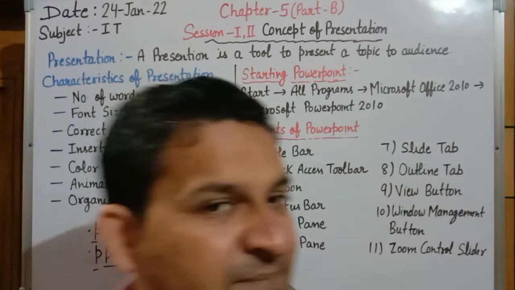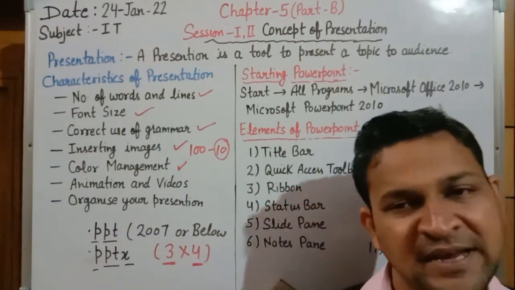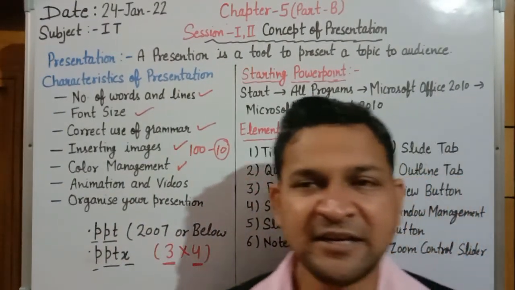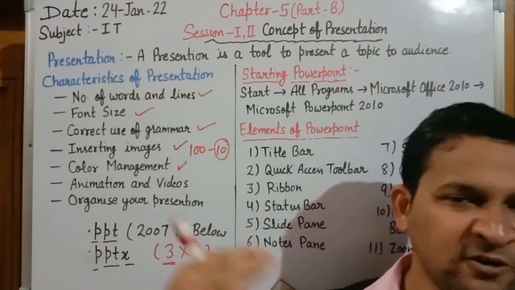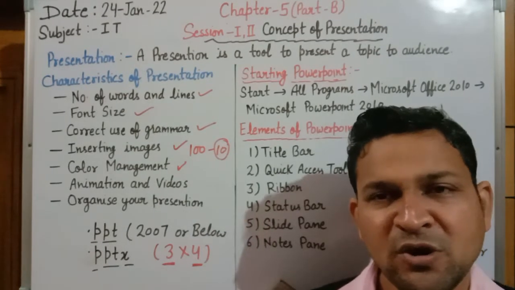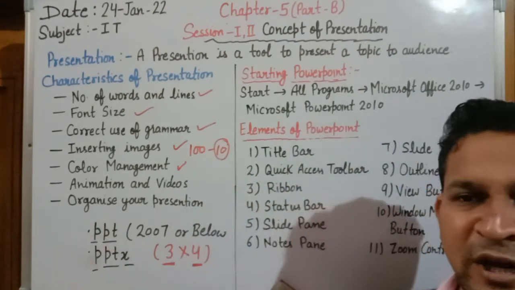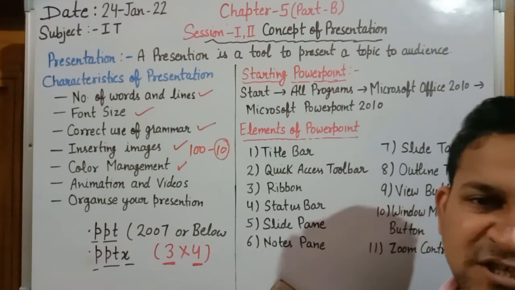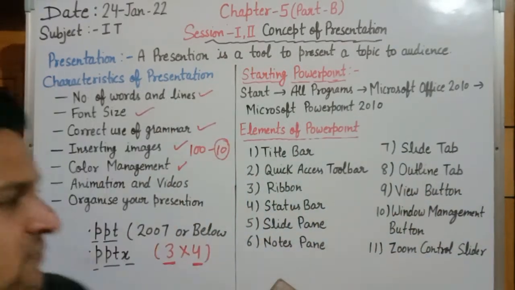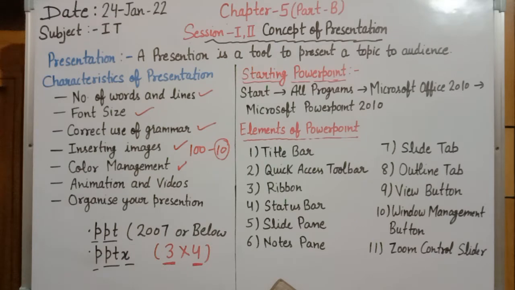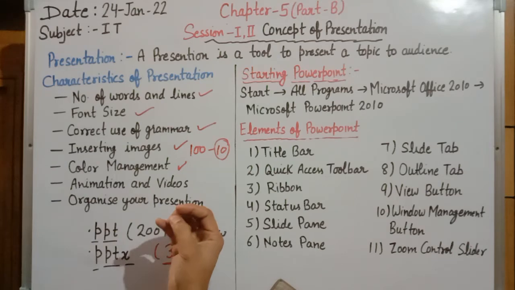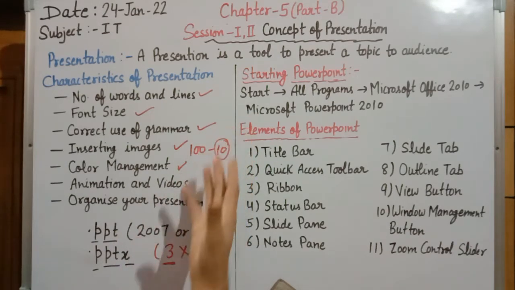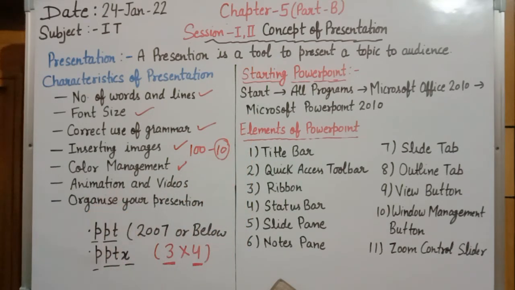Animation and videos. A presentation contains animation, meaning movement of a slide or text. When we are presenting in front of an audience, how your presentation is going on your screen means how attractive it is. To make it more attractive, we can use different types of animation tools. It means your page can move from left to right, top to bottom. It can appear like a star, like a balloon. These types of tools, animation and video tools, are used in a good presentation.